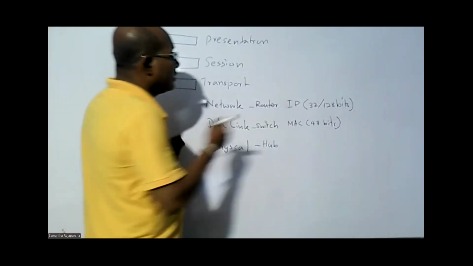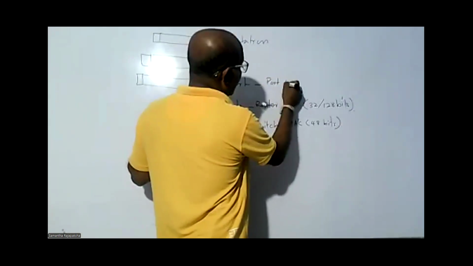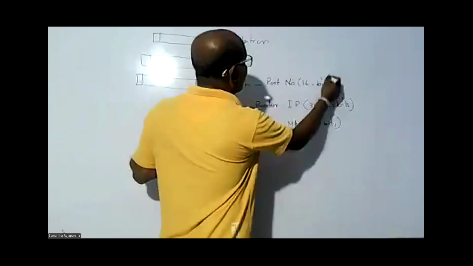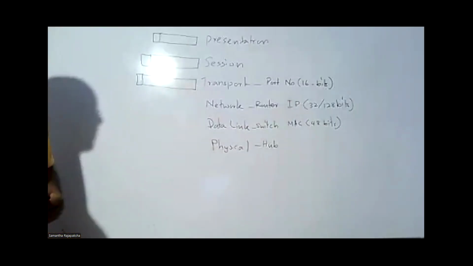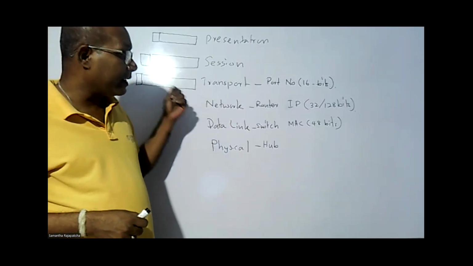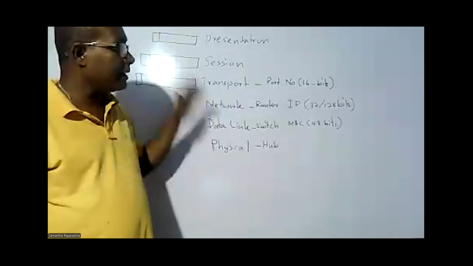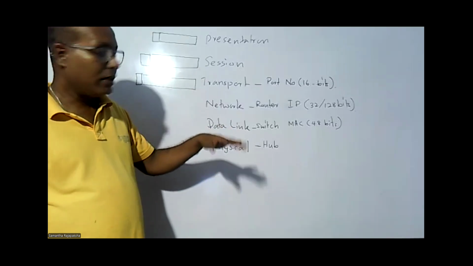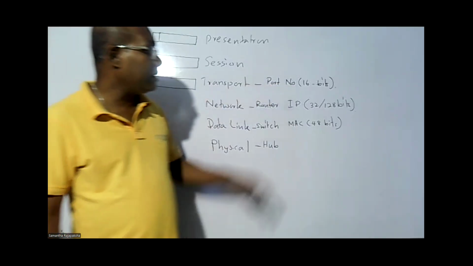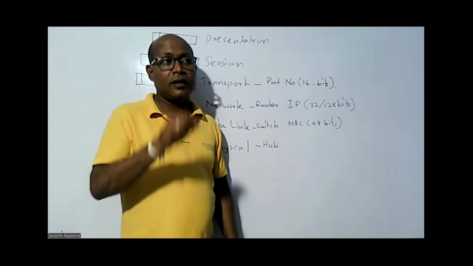Remember the transport layer, we use the port number, which is normally 16 bits. That's the number used by the transport layer. Remember, that is used to connect the application on one machine to the application on another. Application to application connection, or process to process connection, is done by the transport layer using what number? Port number. So then you have to understand each process.